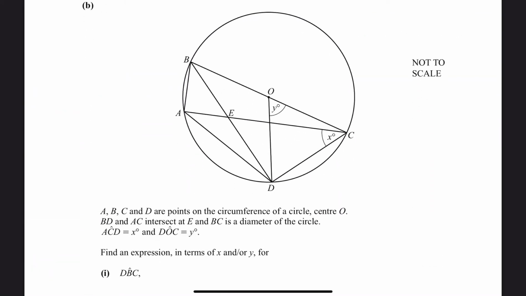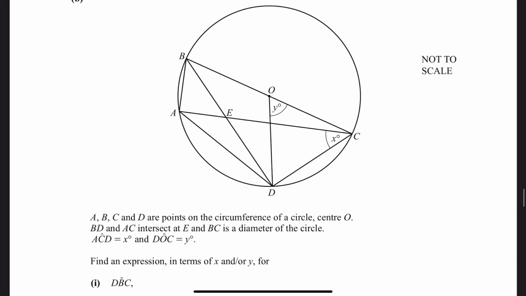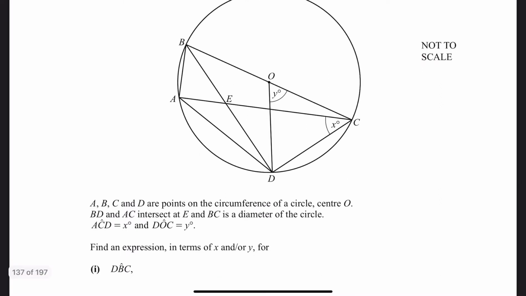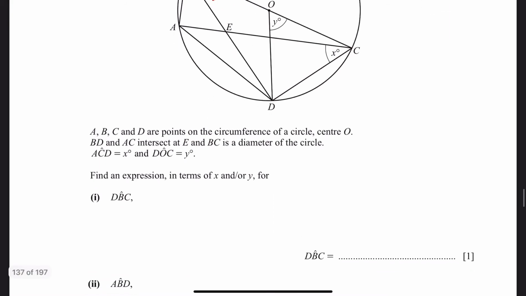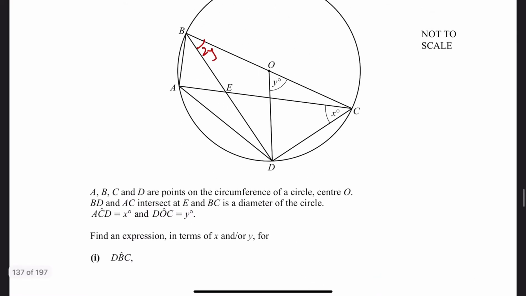Okay. A, B, C, D are points on the circumference of a circle, center O. BD and AC intersect at E, and BC is the diameter of the circle. ACD equals x and DOC equals y. Find an expression in terms of x and or y for DBC. DBC is basically the angle formed at the circumference is half the angle formed at the center, so this should be y over 2. I'm just going to write that.